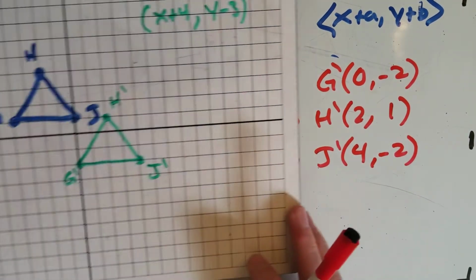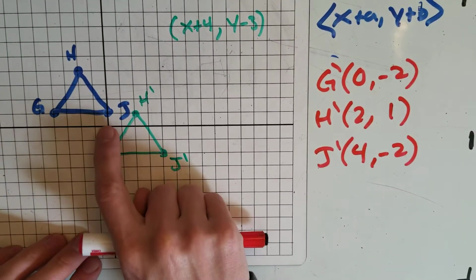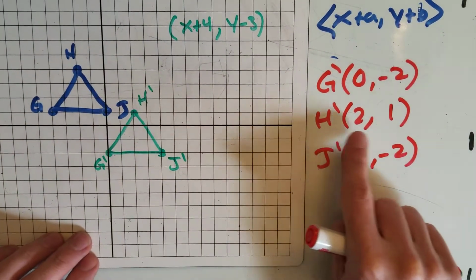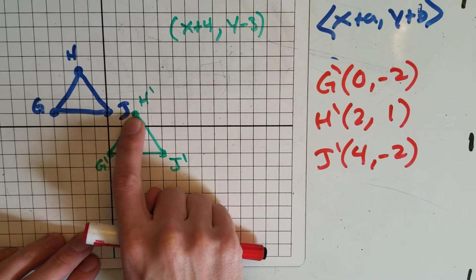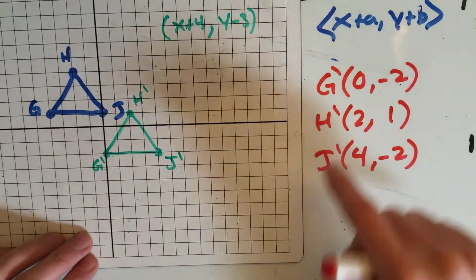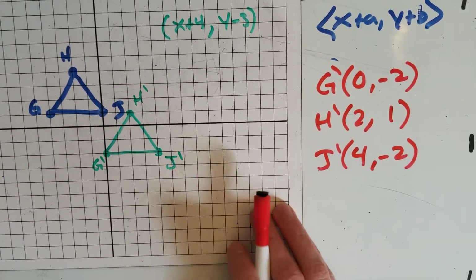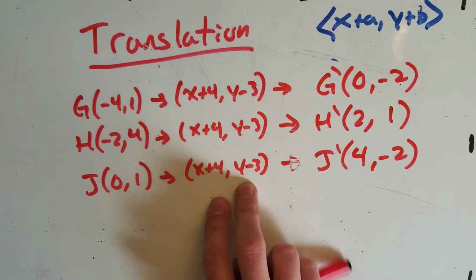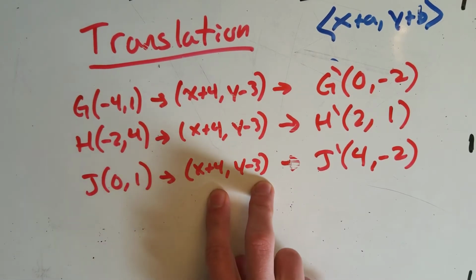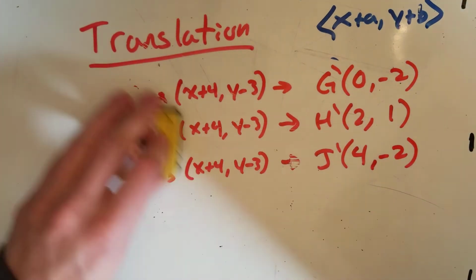And if we double check with those, well, G is 0, negative 2. H is 2, 1, there's H. And J is 4, negative 2. So they all match up with what we did right on here. So you can do it geometrically right on the coordinate plane, or you can do it algebraically by just substituting in what you know the translation is. Both ways will get you to the final coordinates. Both ways work.